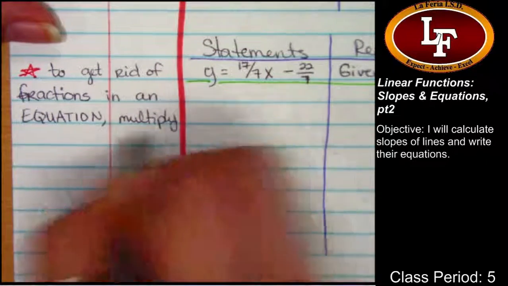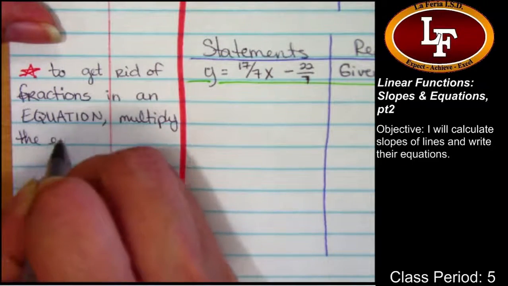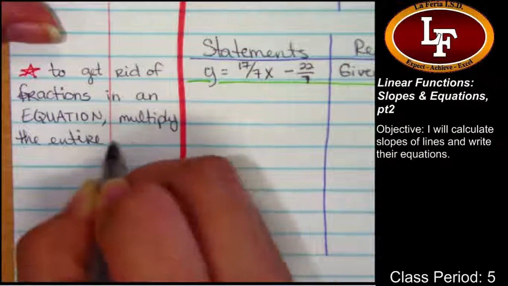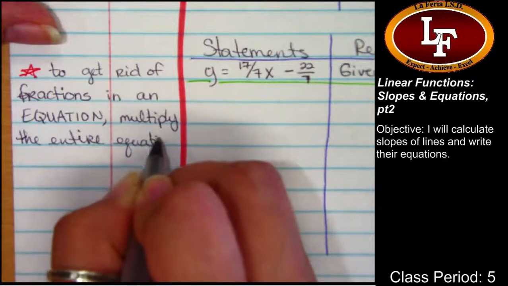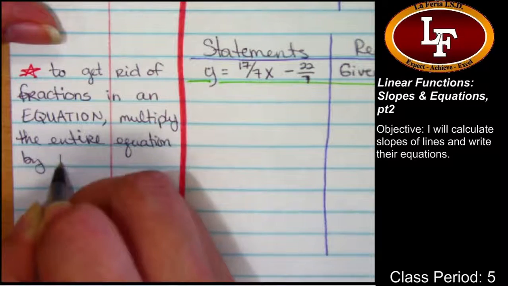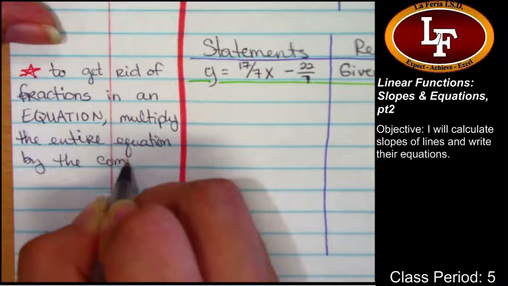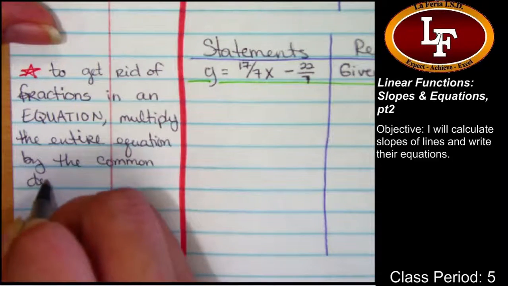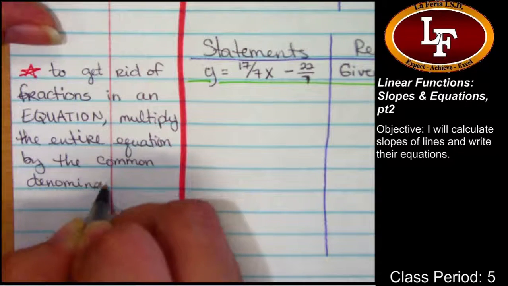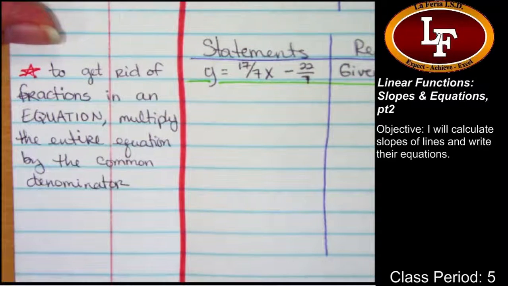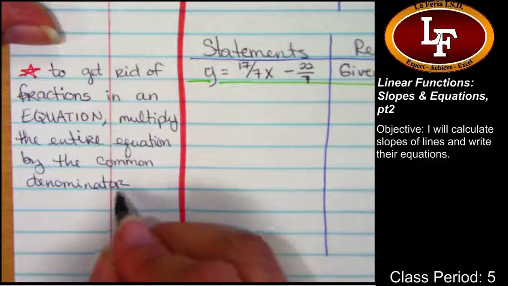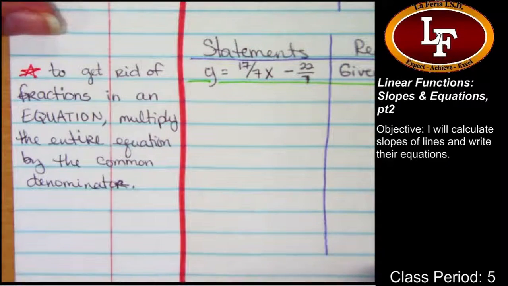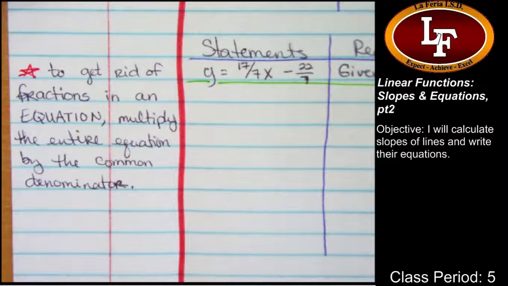You multiply the entire equation by the common denominator. Now in a fraction, is the denominator the top number or the bottom number? The bottom number, yeah, you're right.